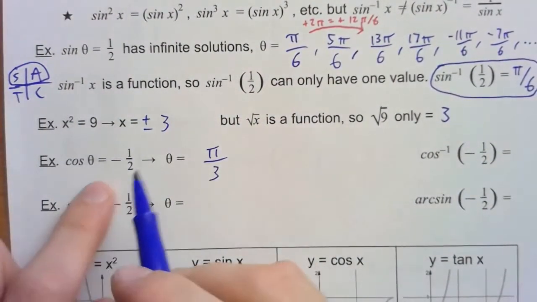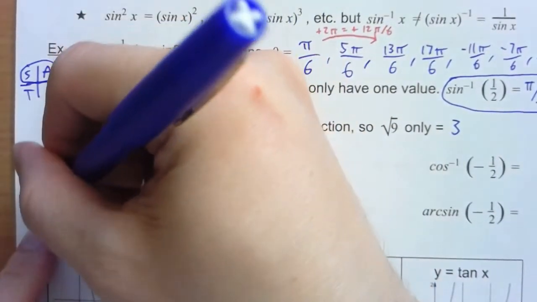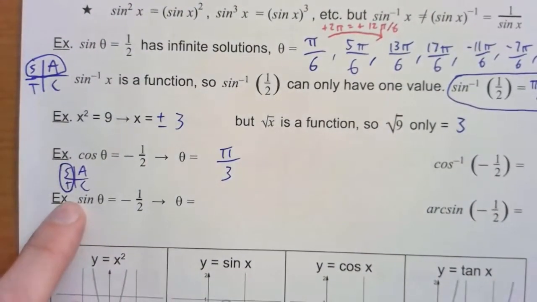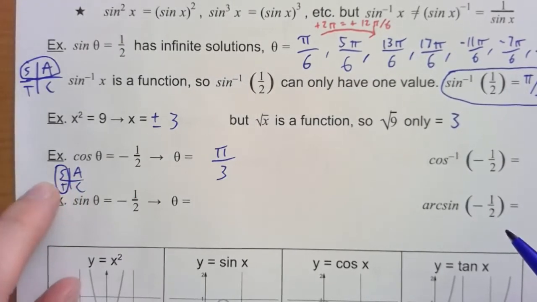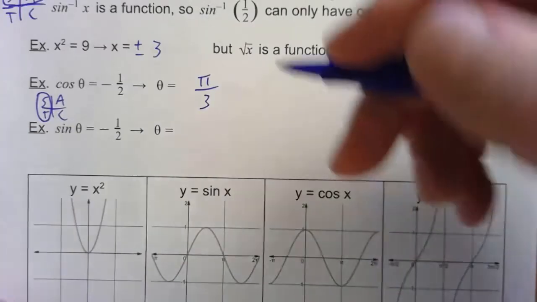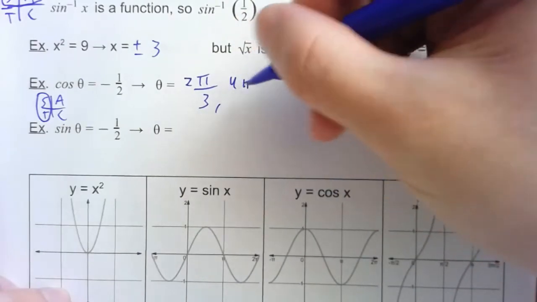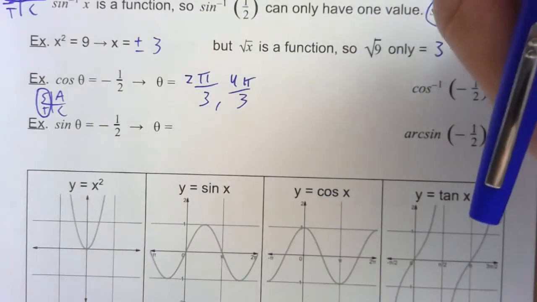Okay. All right, well then we want it to be negative though. So let's think about ASTC. Well, cosine to be negative, that could be the second or the third quadrant. All right, and again, if you need a minute or two, go ahead and pause the video and you can think about what angles are in the second or third quadrant that have a reference angle of pi over 3. What we're looking for here are 2 pi over 3 and 4 pi over 3. Pi over 3 reference angle in the second and third quadrant.